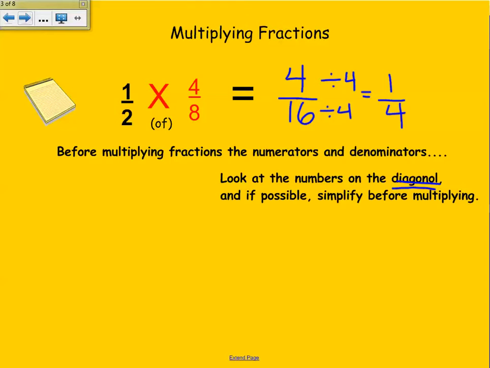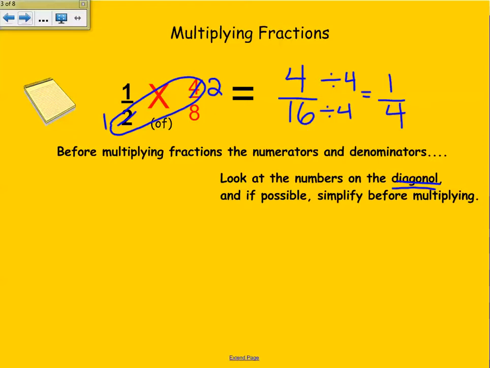So 1/2 of 4/8. So I'm going to look along my diagonal and I'm going to see if I can simplify anything in my diagonal before I do anything else. So when I look at the 2 and the 4, well, I need to think what's the number that can go into both 2 and 4? Well, I know that 2 can go into both of them. So I'm going to do 2 divided by 2 is 1 and 4 divided by 2 is 2. So I'm going to simplify ahead of time.